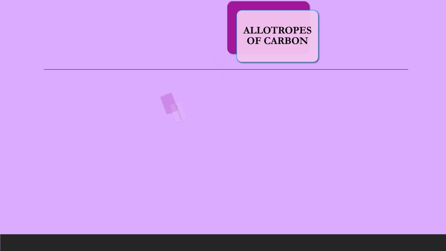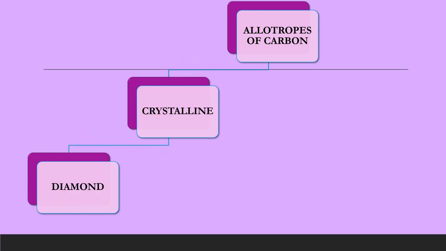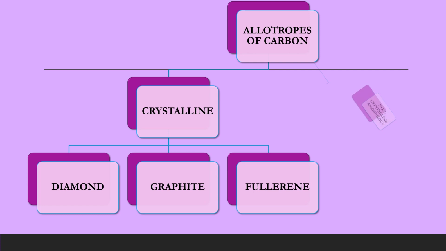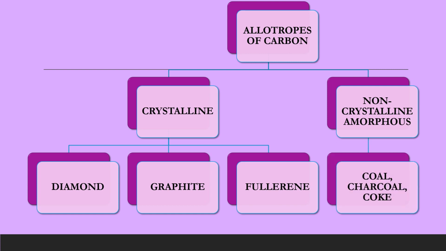The allotropes of carbon. First, we have the crystalline allotropes, examples of which are the diamond, graphite, and fullerene. And we have another form of allotropy, that is the non-crystalline or amorphous form, and examples are coal, charcoal, and coke.